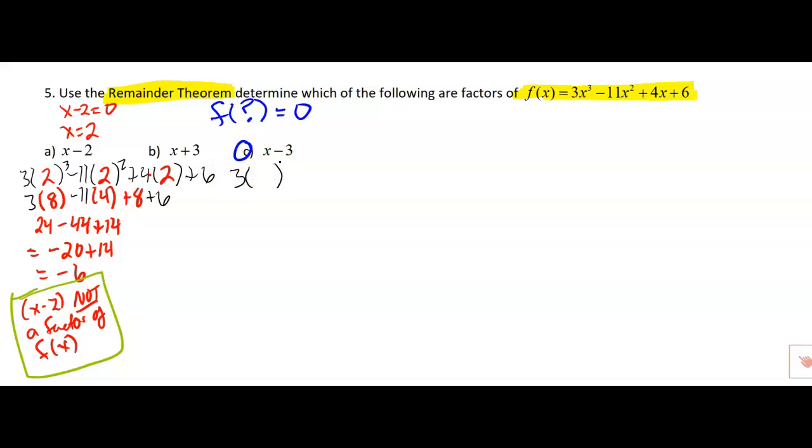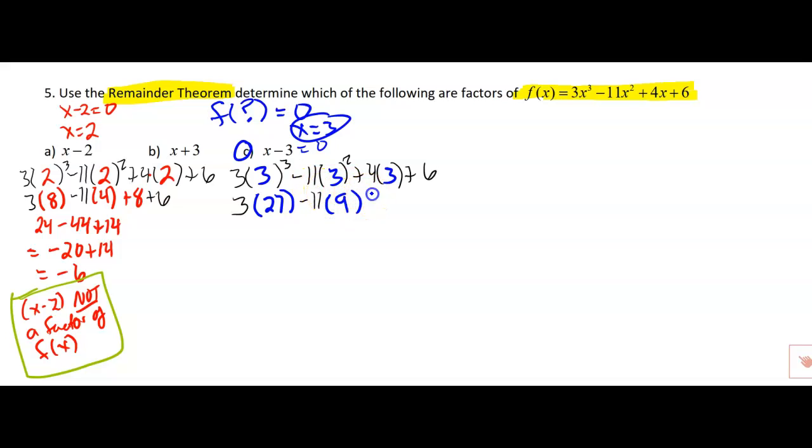3 value cubed minus 11 value squared plus 4 times my value plus 6. Okay? This, my solution, x minus 3 equals 0, x equals 3. So if I put 3 into my equation, do I get 0? So let's see. That's 3 times 3 times 3 is 27. Minus 11. 3 times 3 is 9. Plus 12. Plus 6.